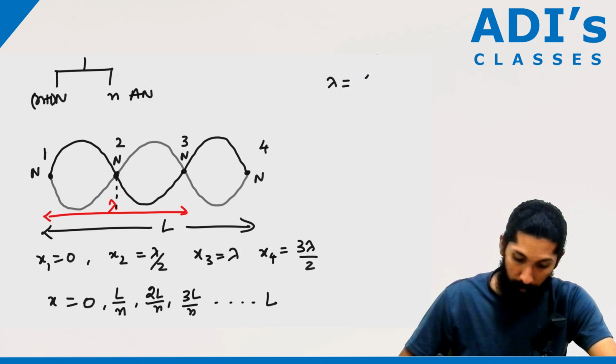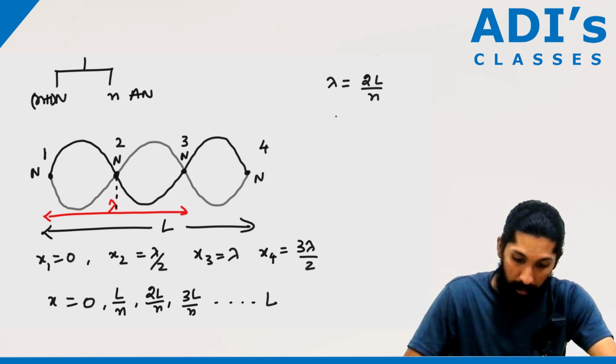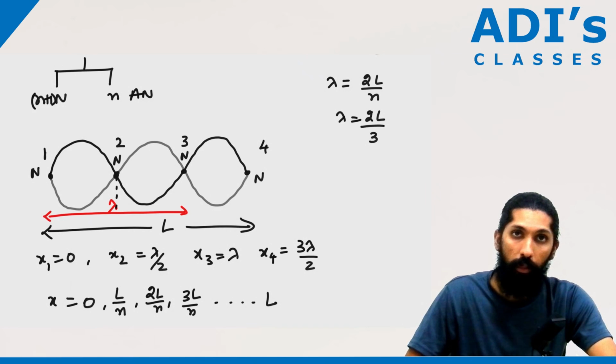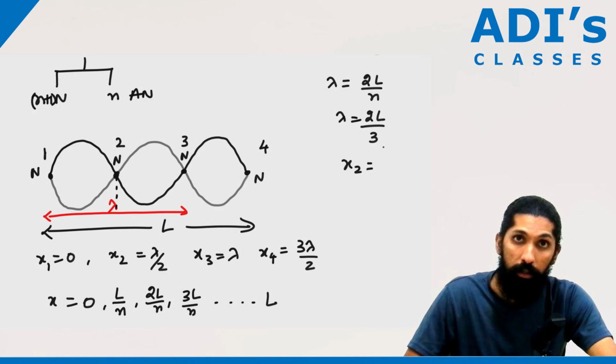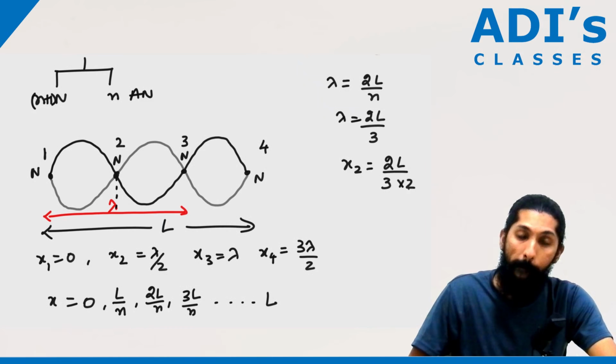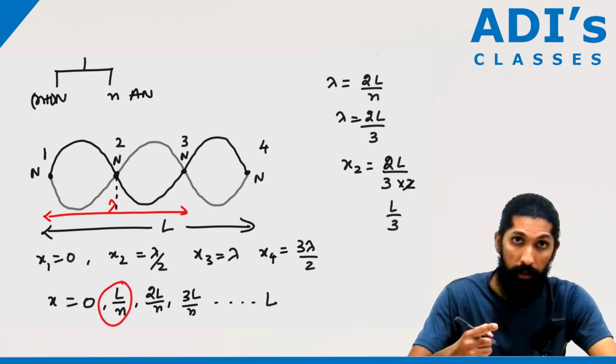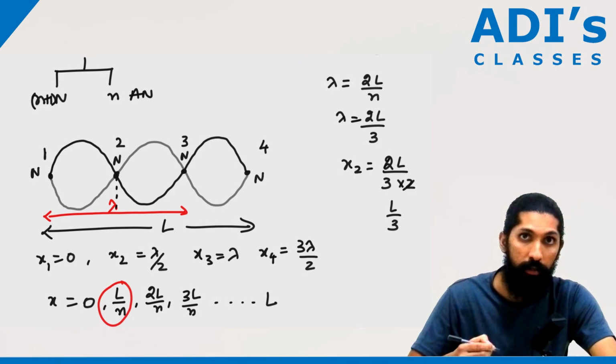See, when you do that for x2, it is lambda by 2, correct? In the next case, lambda value is what? 2L divided by N, correct? And in this case, N value is 3. That means lambda is equal to 2L divided by 3. Substitute that, x2 is equal to lambda, which is 2L by 3 into 2. So 2 and 2 cancel, L by 3. So the first one is going to be L by 3, which is L by N, don't you think?